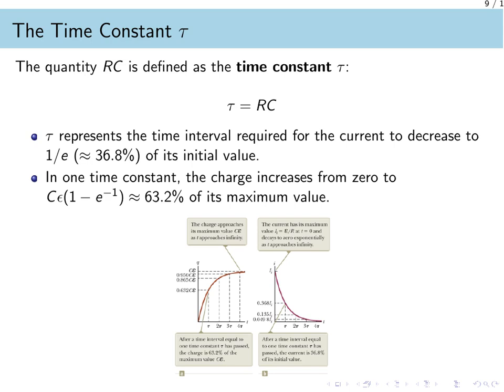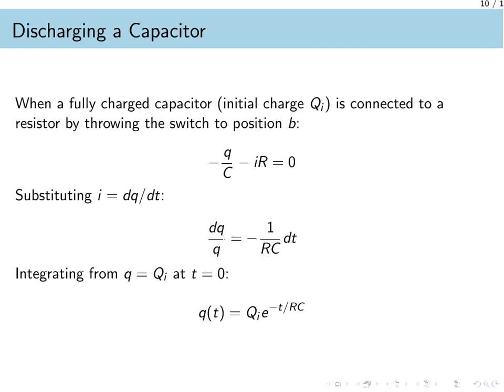Looking at the provided graphs, we can see the reciprocal relationship. As the charge Q rises toward its ceiling of C epsilon, the current I falls toward 0. These curves characterize the predictable lag inherent in RC circuits. Now let us look at discharging.